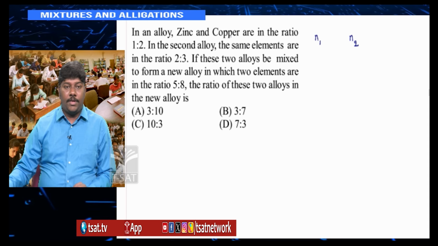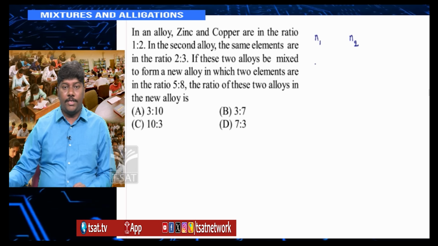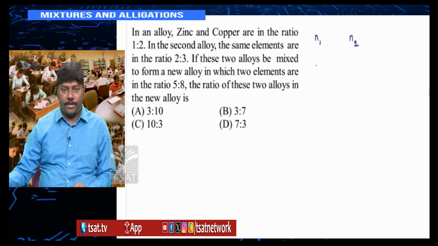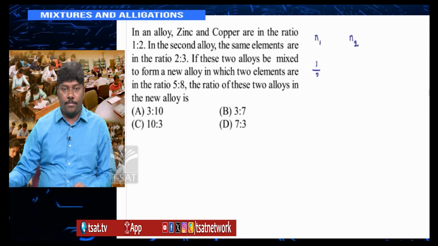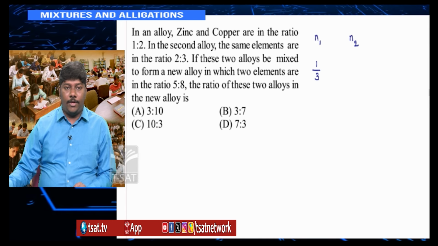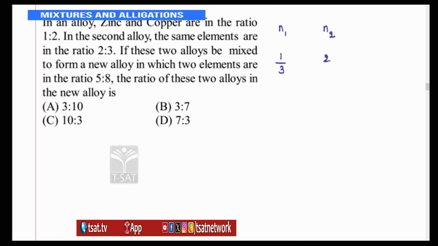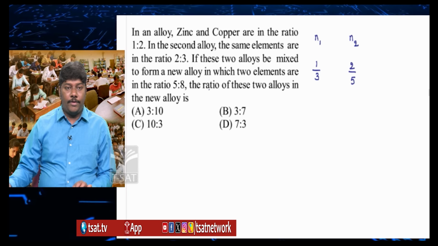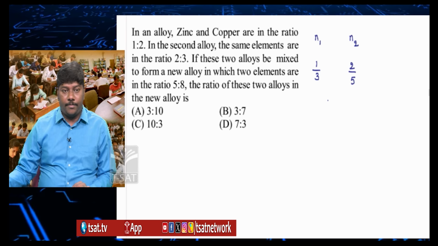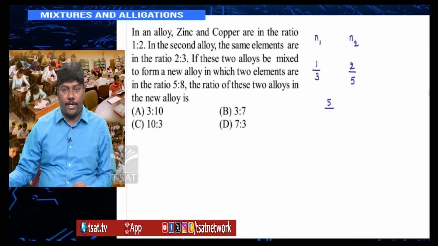The first one, he is asking about zinc and copper. What is zinc? If you take zinc, it is 1/3. What is zinc in the second one? I would say it is 2/5. If these two alloys are mixed to form a new alloy in which the two elements, zinc and copper, are 5:8, you can say zinc is 5/13. I am concentrating only on zinc.